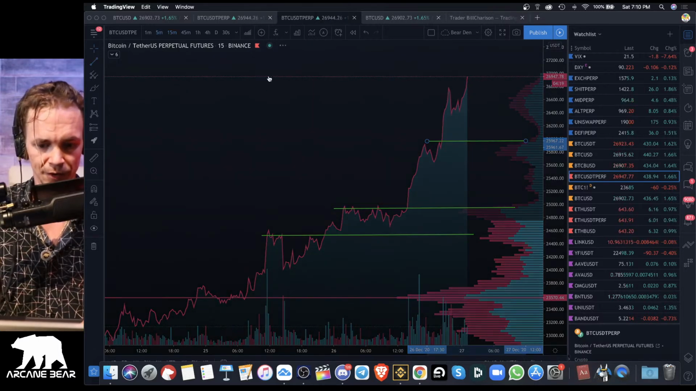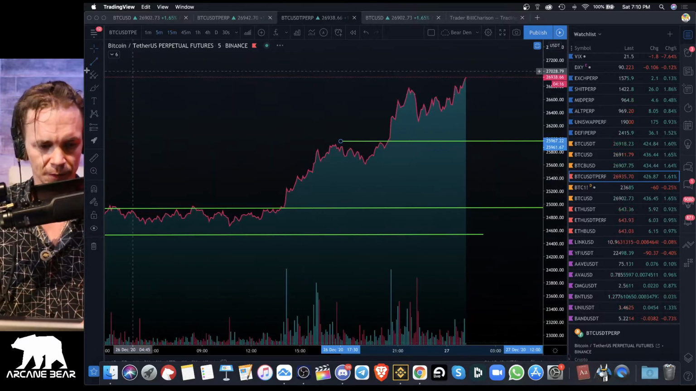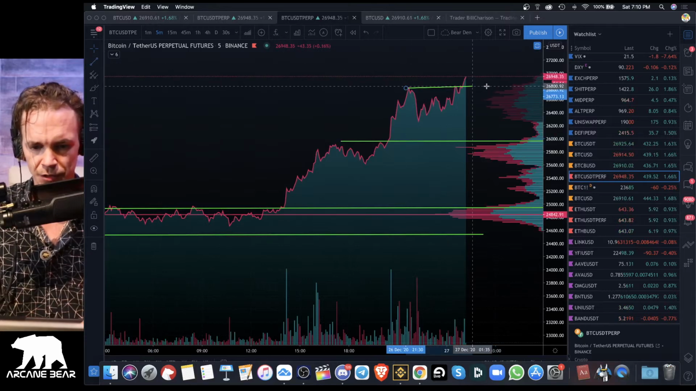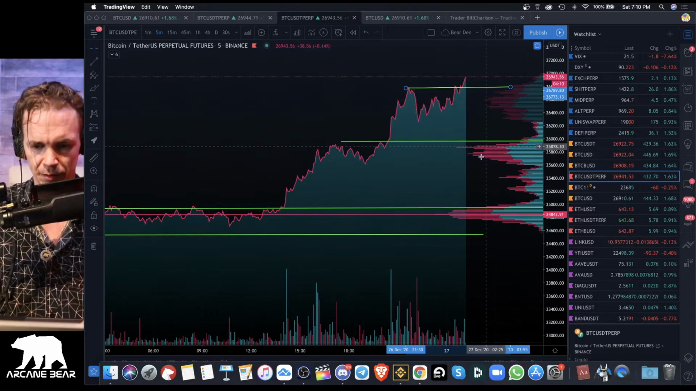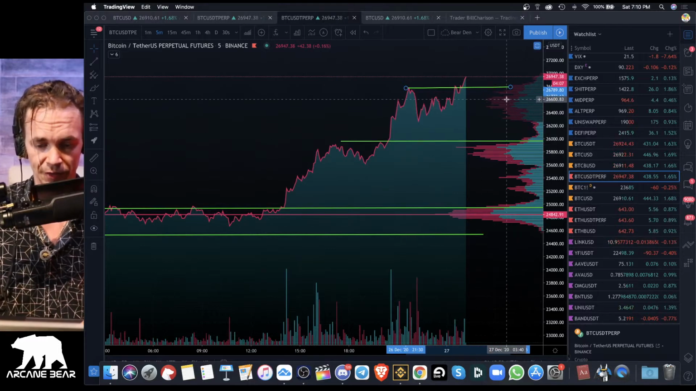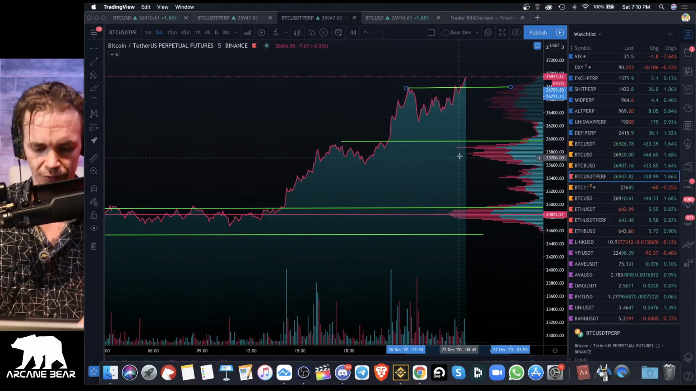And as we go on the 5-minute here, you'll be able to see another one of these where this horizontal trading range breaks out of the top. These represent reaccumulation and breakout patterns. So we're likely on our way to maybe 27,500 in the next short little while here.